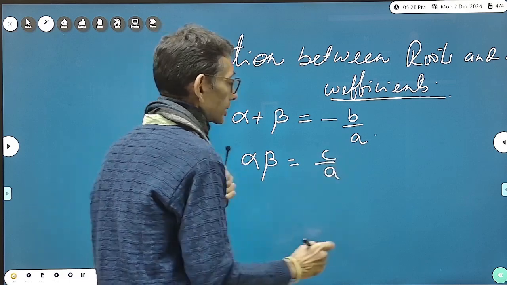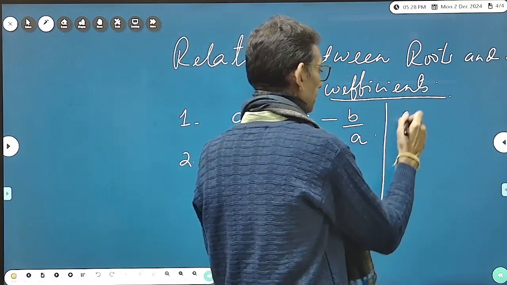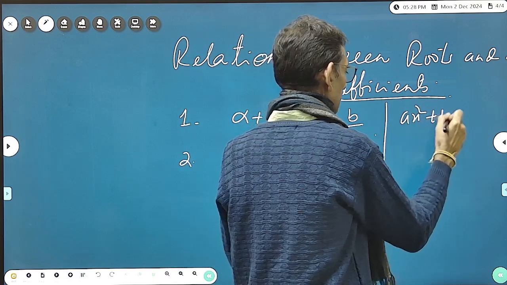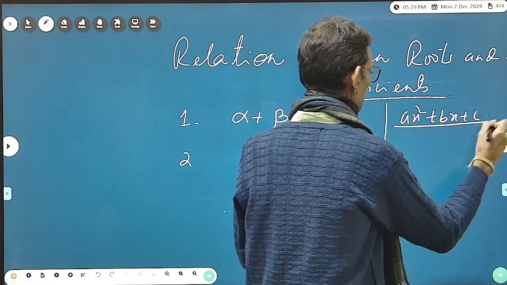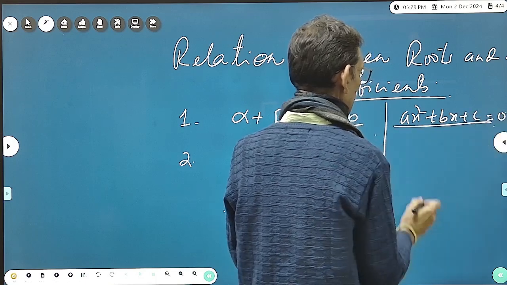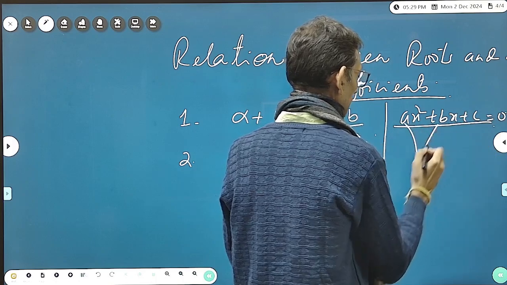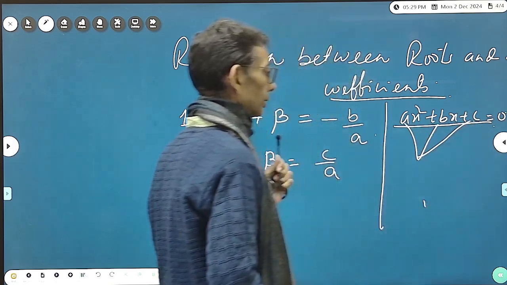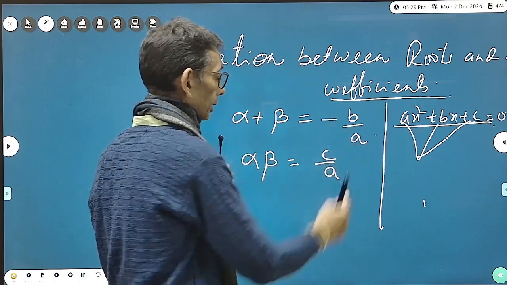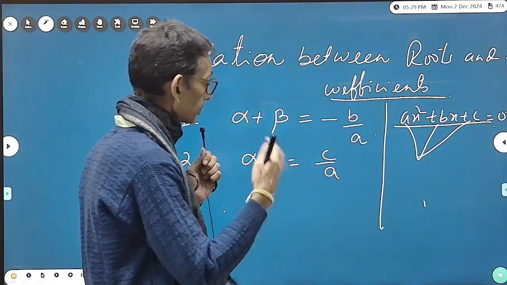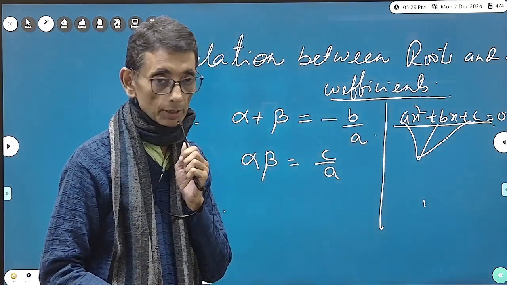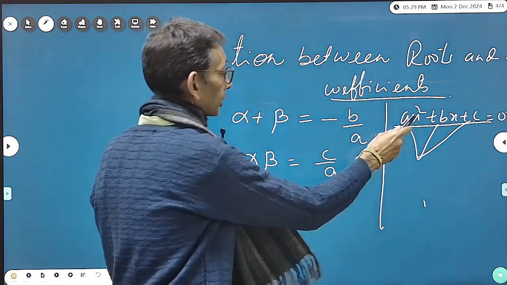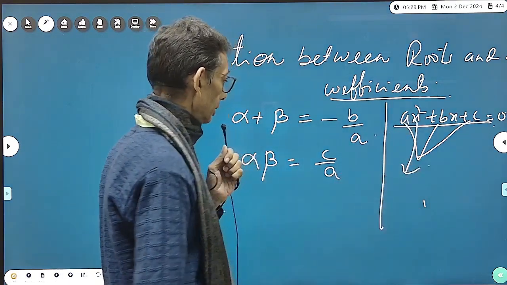What are a, b, c? The quadratic equation is ax square plus bx plus c. If it is a quadratic equation, we are talking about a, b, c. The sum of roots is minus b by a, and the product is c by a. Alpha and beta are the roots of the quadratic equation; when we solve it, the values we get for x are called roots.